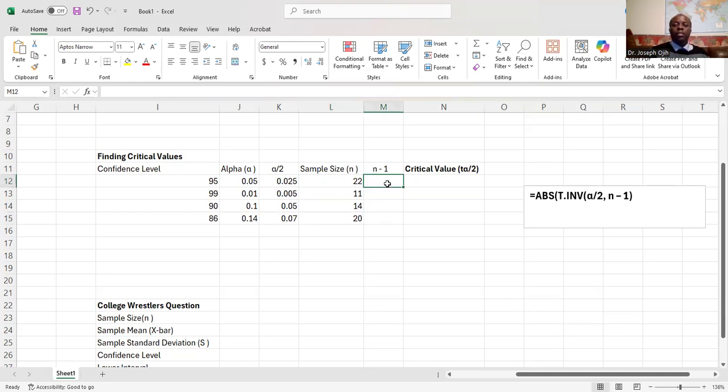Now, n minus 1, I mean, sample size minus 1. So equal sample size minus 1, and you press the enter key to give you the 21, and then you can just copy it down. It will calculate the rest. Now, we are ready to calculate the critical values. This is the main thing we are looking for here. Critical values for the T distribution. Again, the Excel formula to use is equal ABS parentheses T.INV parentheses alpha over 2 comma n minus 1.